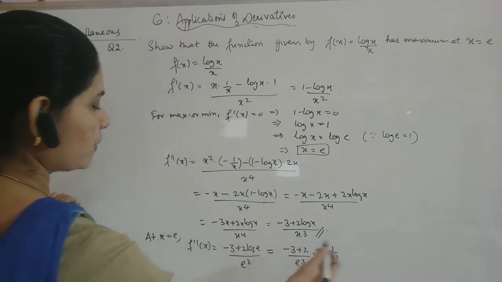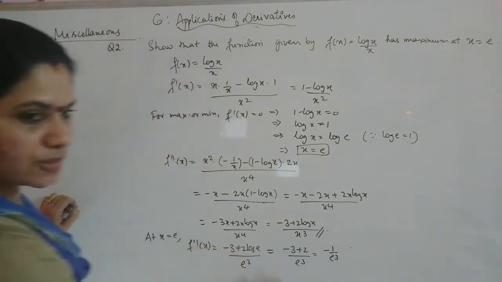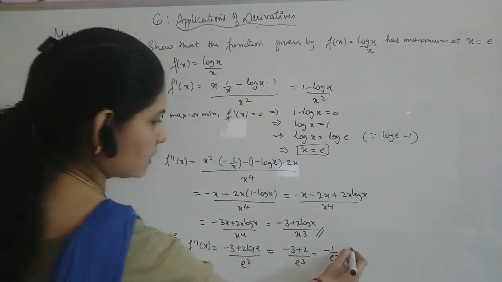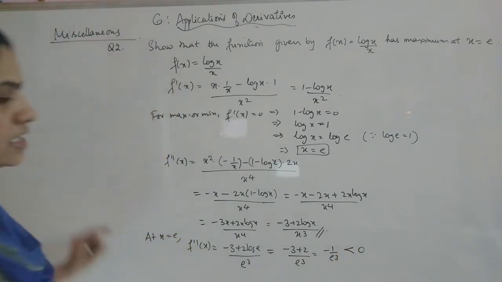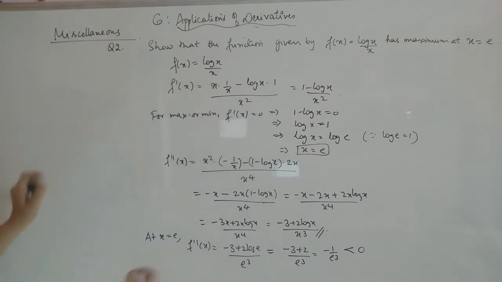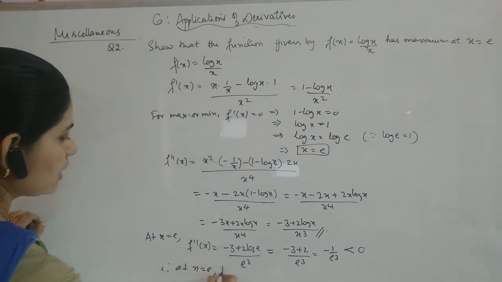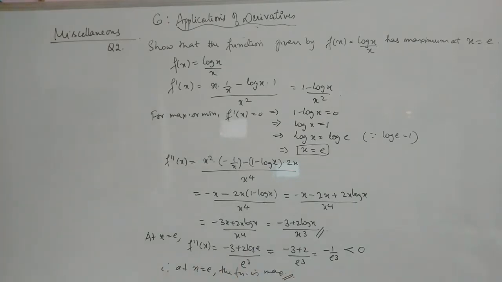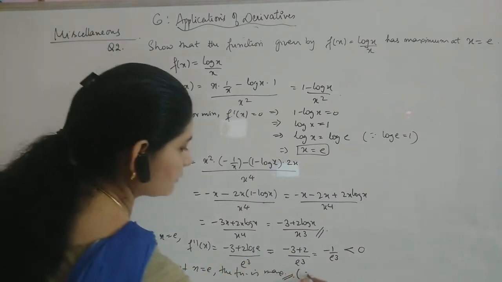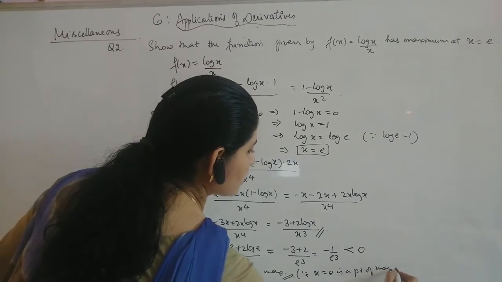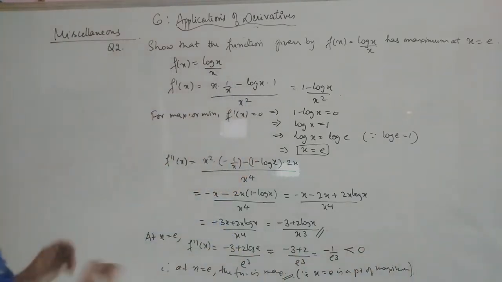So you can say that at this point, because e is always positive, 1 by e raised to 3 is positive. So this negative thing is making it less than 0. F double dash being less than 0 means at the point you are getting the function to be maximized. Okay, therefore at x equal to e, the function is maximum. That is, x equal to e is a point of maxima. Since x equal to e is a point of maxima, you are getting the maximum value. You have to just show that, need not find the value.